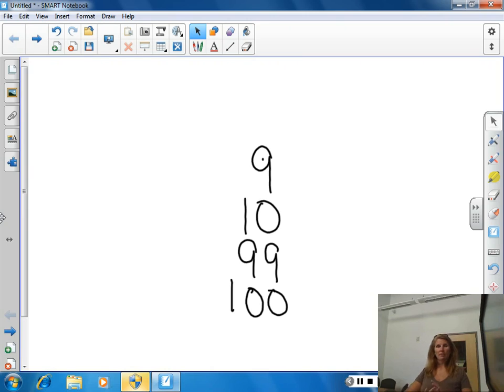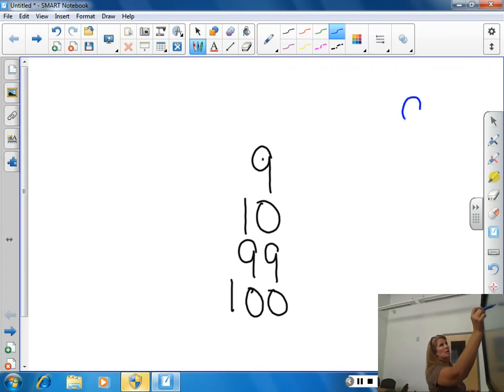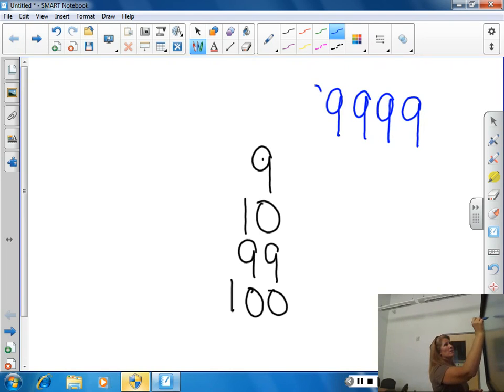And this is after centuries of people improving it and making it better and changing the way it is. And now we have this system called a place value system, because every place has a different value. You can have the same digit repeated over and over, but each one of those digits has a different value. This is a value of 9, 90, 900, 9,000, 90,000, and so forth.